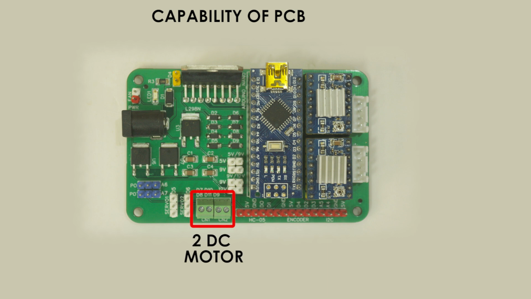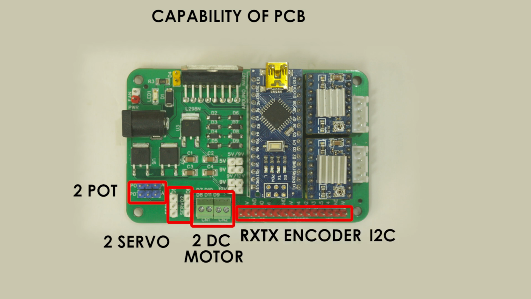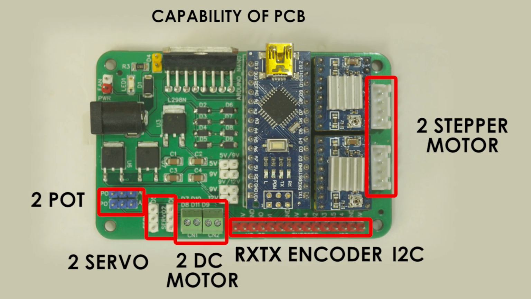You can connect two DC motors, two potentiometers, two servo motors, one serial device, one encoder with interrupt pins, one I2C device, and two stepper motors, at the same time to the PCB.